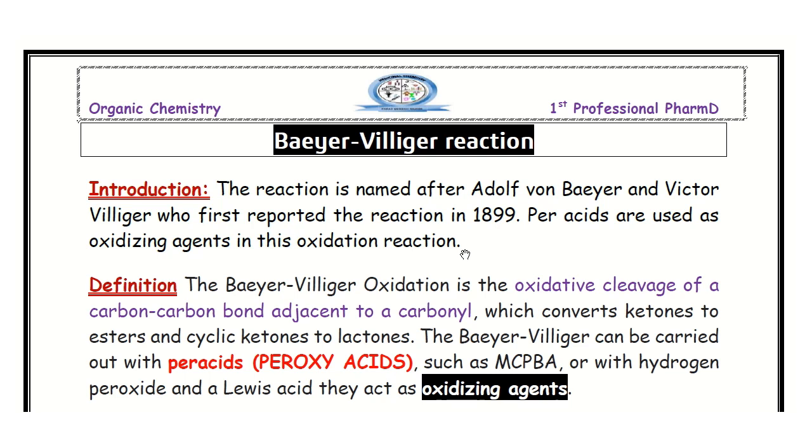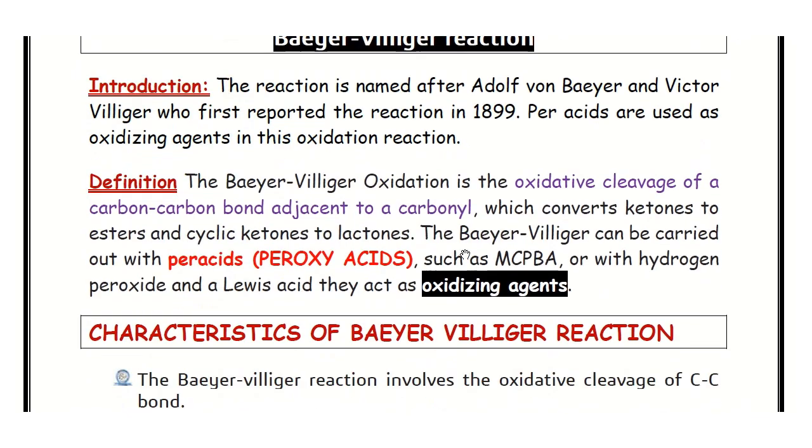So we have to discuss how the reaction mechanism of this reaction occurs, and which types of bonds are formed and broken during the different steps of the reaction. So let's check out the definition and different characteristics of the Baeyer-Villiger oxidation reaction.